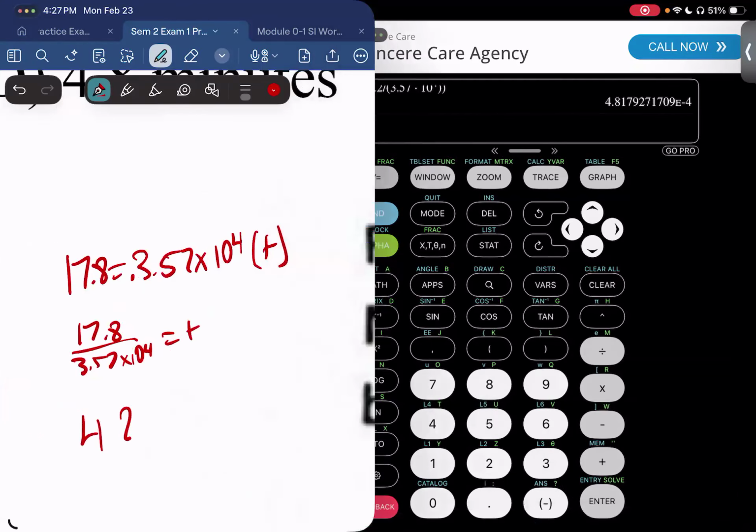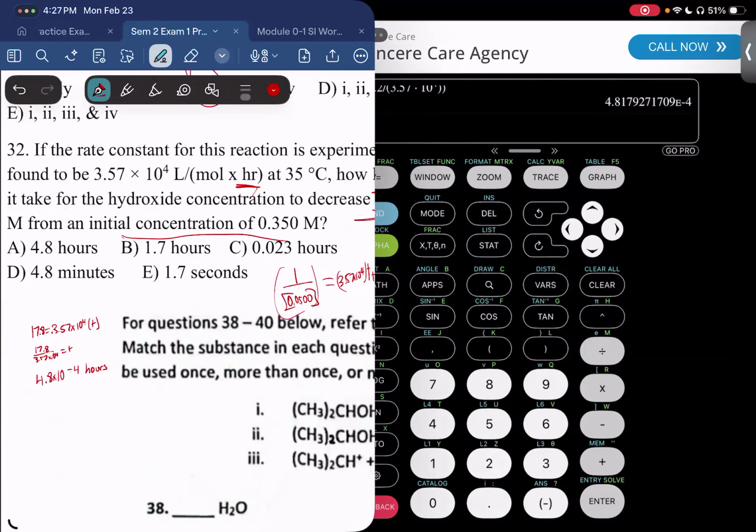So you got 4.8 times 10 to the negative 4 hours. And so some of you may see that and be like, wait, that's kind of close to these values, but it's not the actual value, right? We see that this is 4.8 times 10 to the negative 4 hours, where this is 4.8 hours. So you need to convert this to a different value.